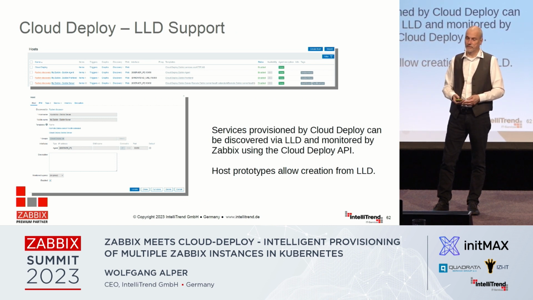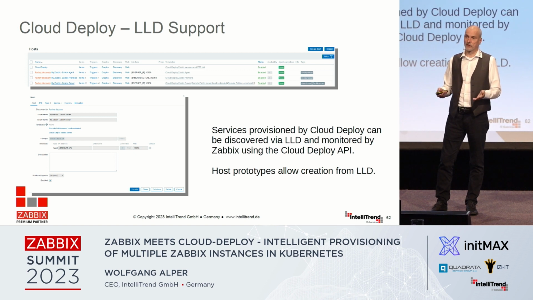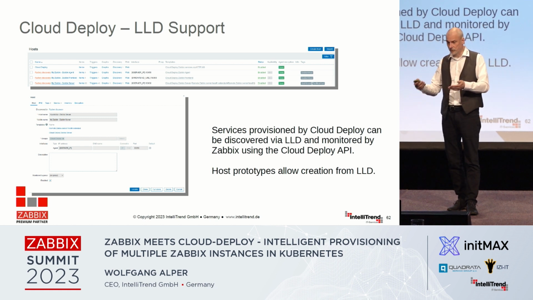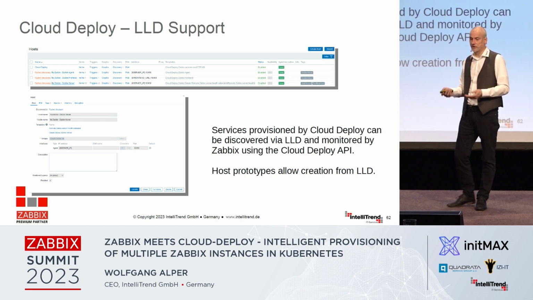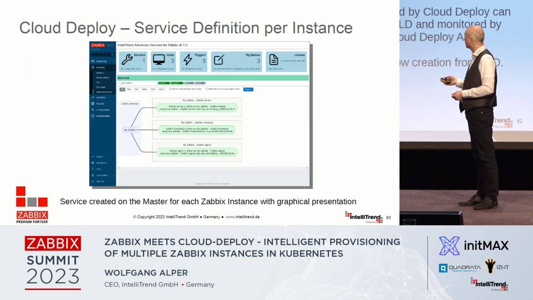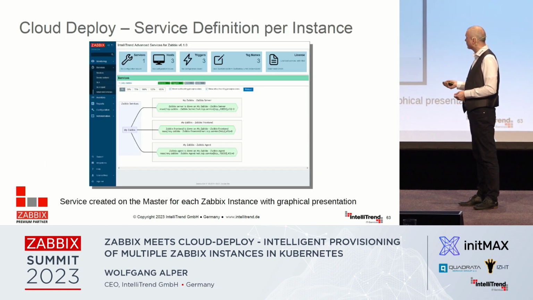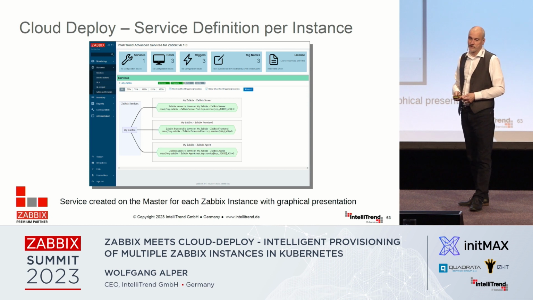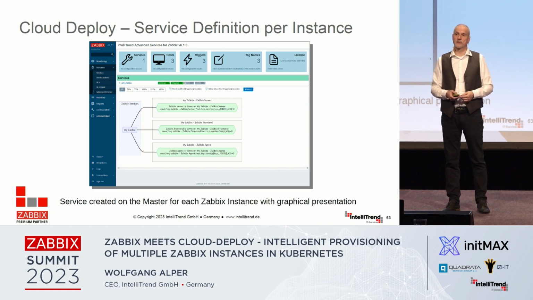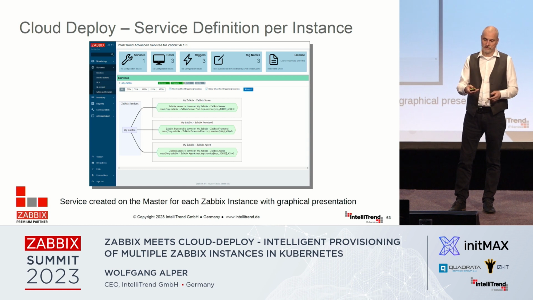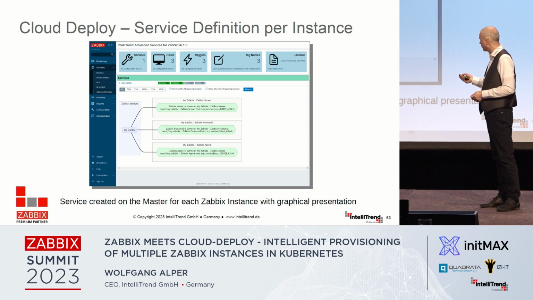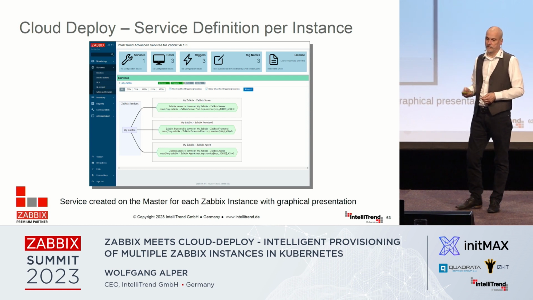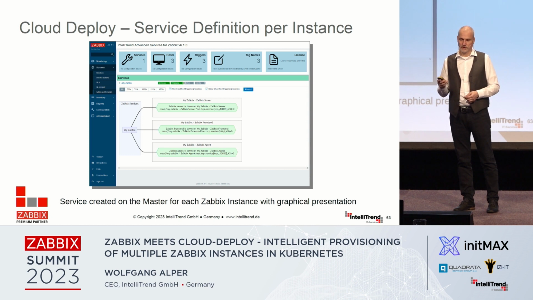For example, the Cloud Deploy API works pretty well together with low-level discovery. So we can use LLD in Cloud Deploy to discover them on the central instance and then create hosts and host prototypes and work from there. That's pretty fun. Also, we automatically create for each installed Zabbix instance a service definition in Zabbix, a Zabbix service. And we extended the service definitions a little bit so that you have a graphical representation of how the service setup looks, and that's created for any Zabbix instance deployed.